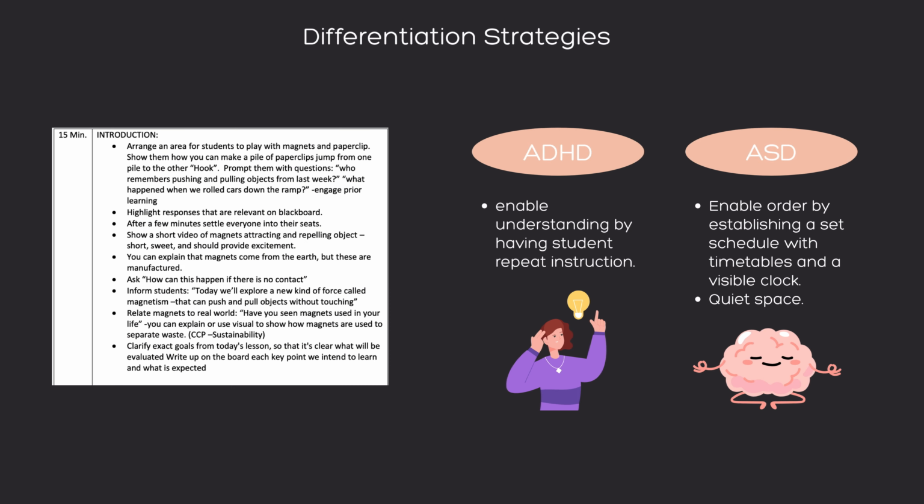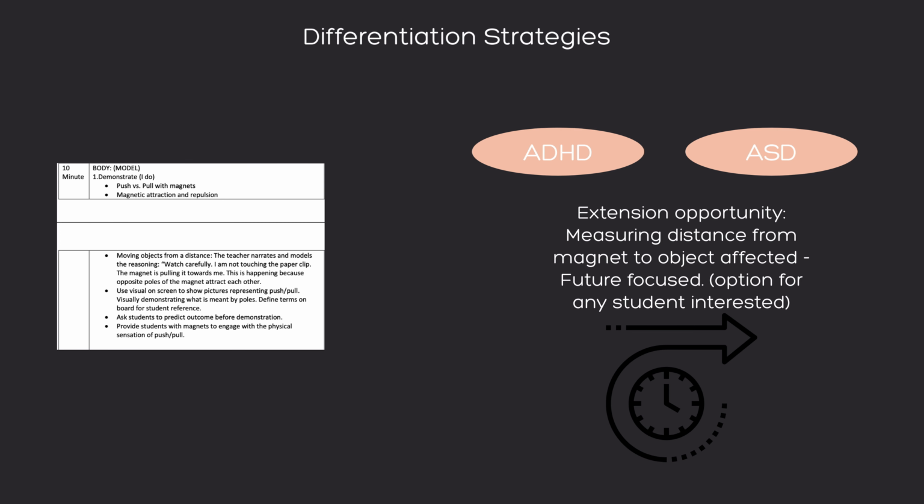In the introduction, you can enable the ADHD student to understand tasks by having them repeat instructions. With the ASD student, you can enable order by establishing a set schedule with timetables and a visible clock. Make sure they know of a great quiet space in case they get overwhelmed. There's an extension opportunity in the model stage.